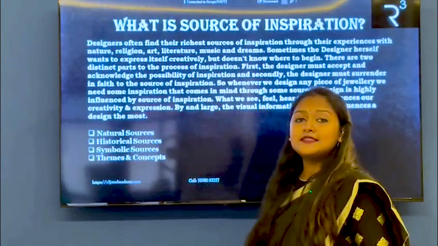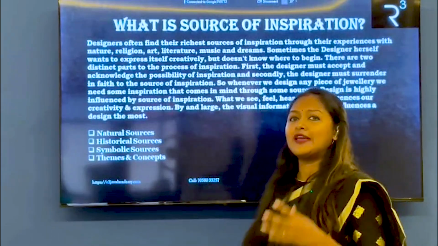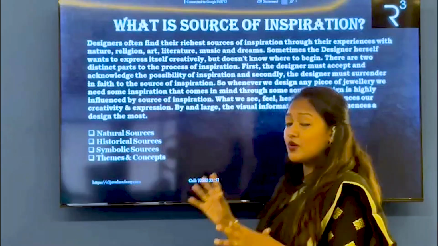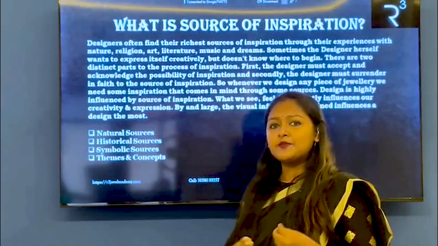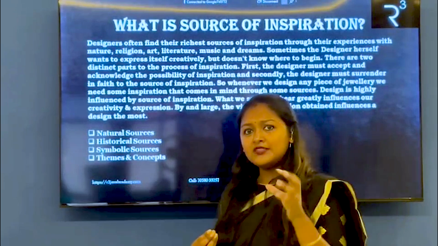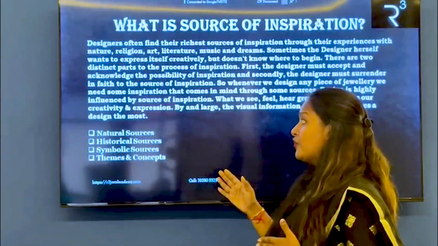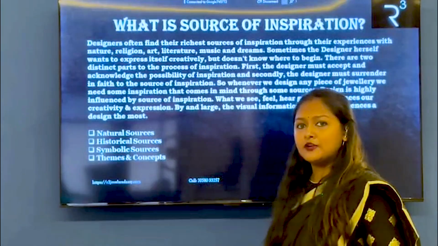And the last one is a theme and concept. Theme and concept is the part where we are provided with a theme or a topic or a content. Means it has a concept in it where we implement all our concept, all our ideas on the same topic. So these are the 4 different types of source of inspiration which we have in manual jewelry designing.